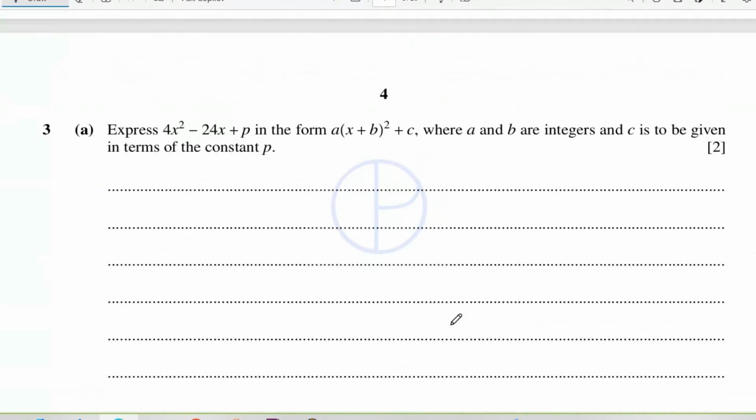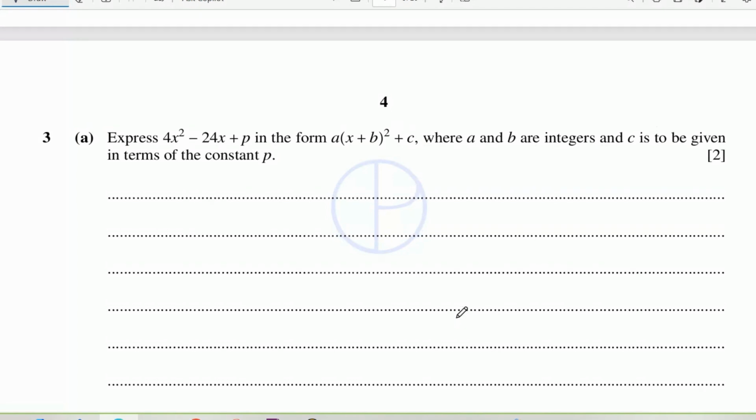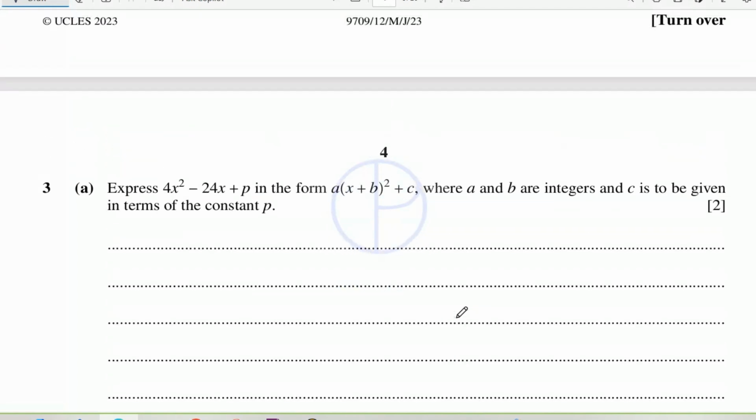The next question is question number 3. Express 4x square minus 24x plus p in the form a multiplied by (x plus b) the whole square plus c, where a and b are integers and c is to be given in terms of the constant p. To write the given expression in completed square format, first let's take out 4 commonly. So x square minus 6x plus p.